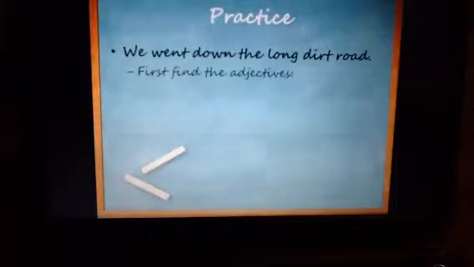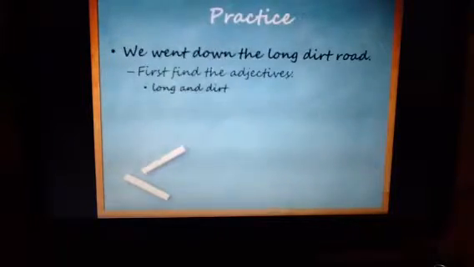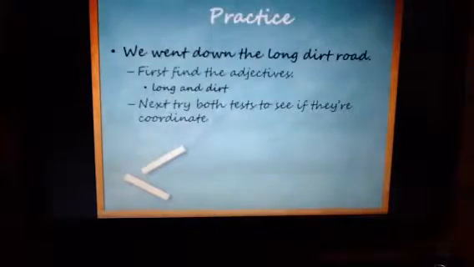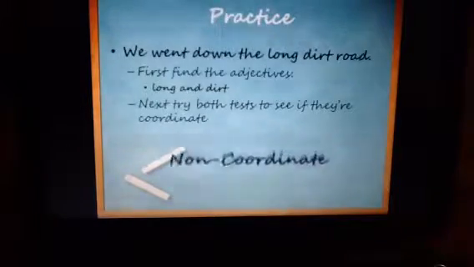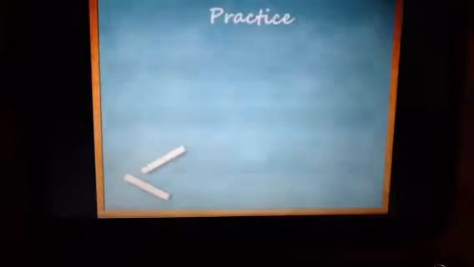So here's some practice. We went down the long dirt road. First, find the adjectives. Well, road is our noun, okay? We have long and dirt as our adjectives. So let's try our first test. Let's put the word "and" between them. We went down the long and dirt road. That sounds a little funny, but we're still going to try our next test and swap the adjectives. We went down the dirt long road. Still sounds funny. So these are not coordinate, and they do not need a comma between the adjectives.